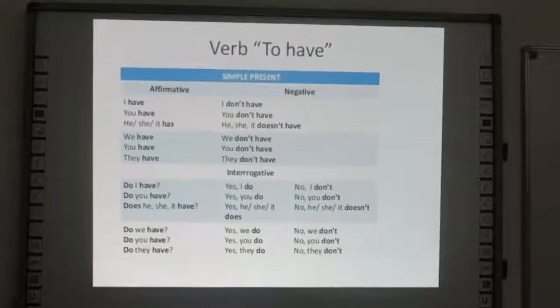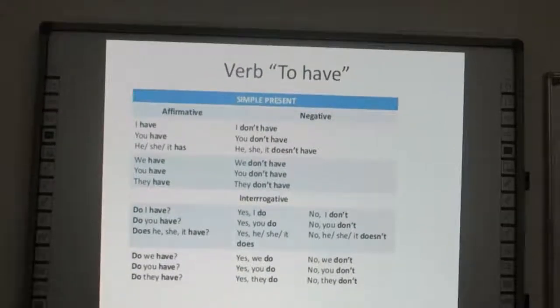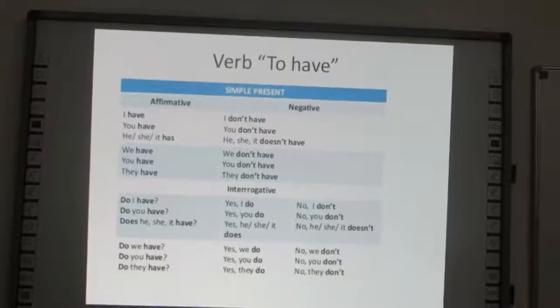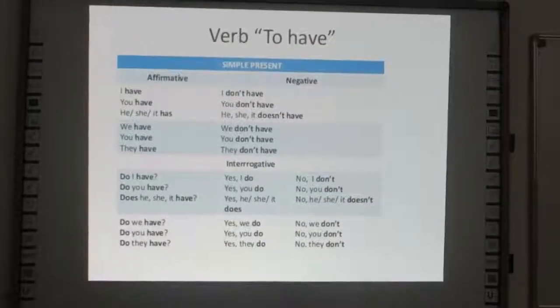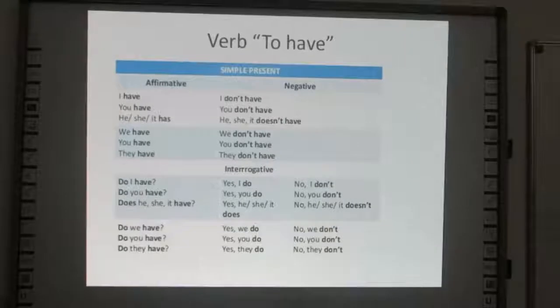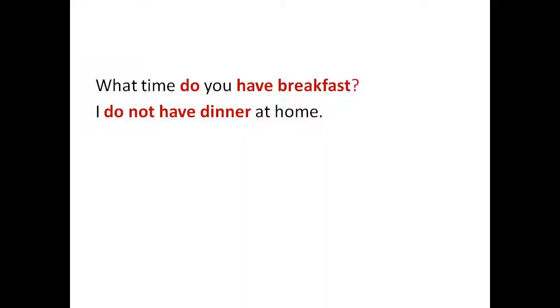If the verb to have is a part of the expressions to have breakfast, to have coffee, to have a rest, to have dinner, the interrogative and negative forms of the sentences with these phrases are formed with the verb to do. What time do you have breakfast? I do not have dinner at home.